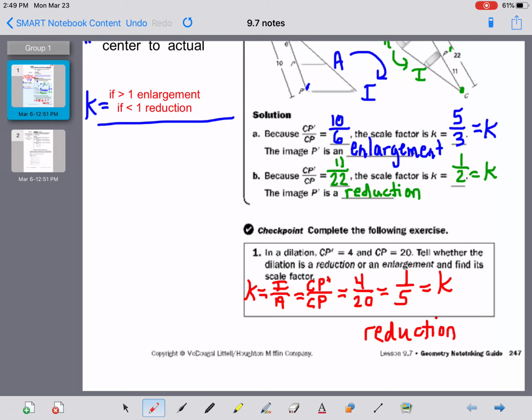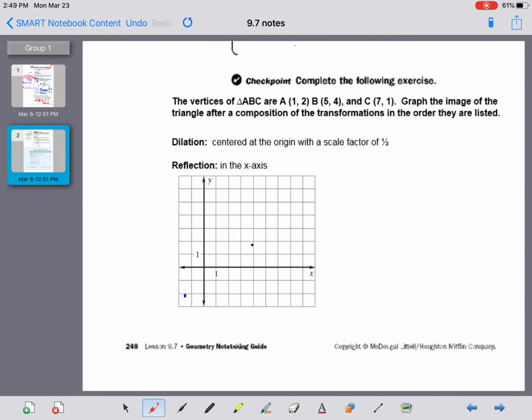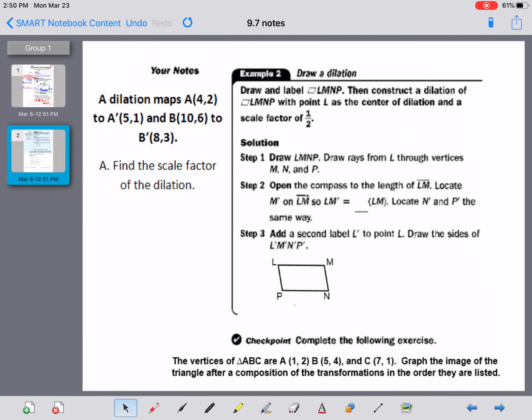And we're ready for our second page of notes. On my second page here, we're going to start at the top. And we're going to draw a dilation.